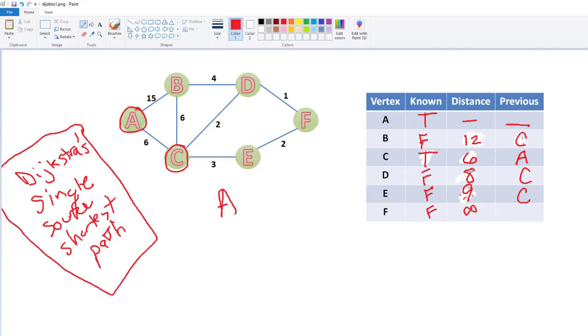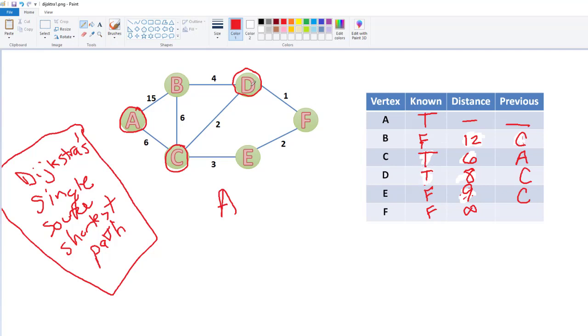So 8 is the shortest. 8, 9, infinity, and 12 are the four F's left, the falses. Okay, true and false here. The falses are 12, 8, 9, and infinity, and 8 is clearly the shortest, so D gets to be marked as the next known. Okay, so I'm going to take D here, and I'm going to update this to true, and we know the shortest path now to D.